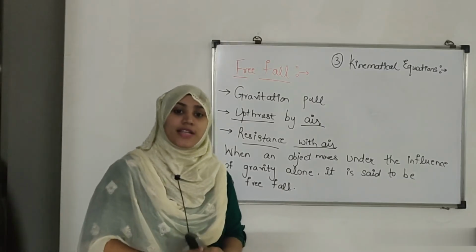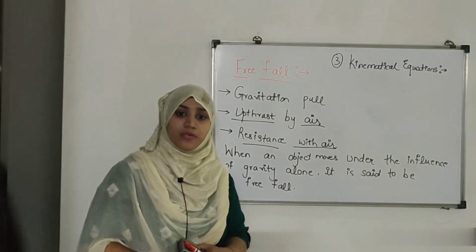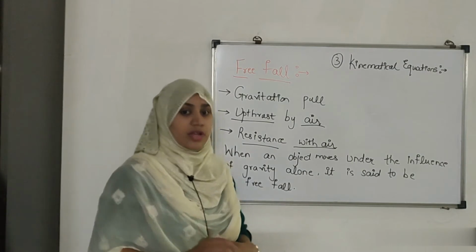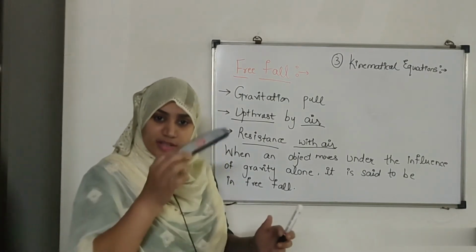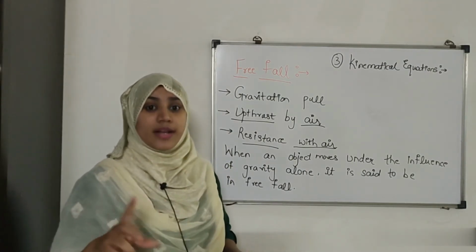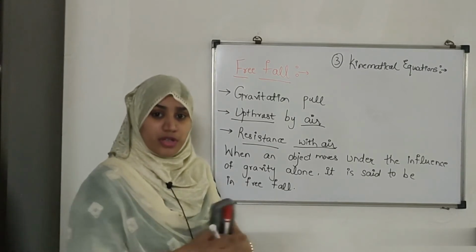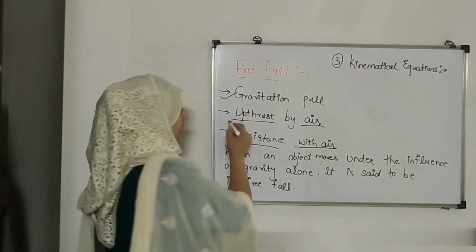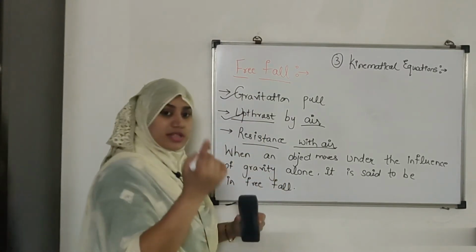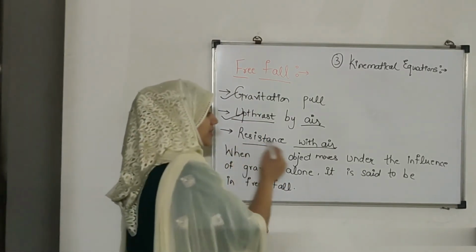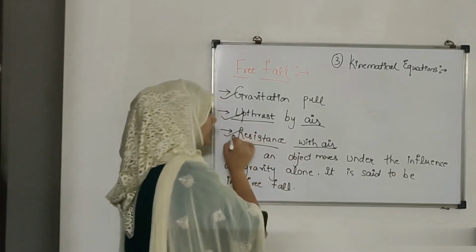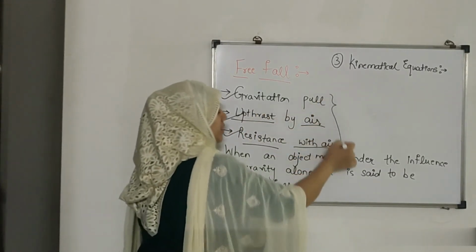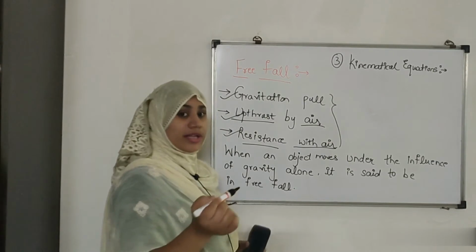Back to my channel. So today we are going to talk about free fall. What do I mean by free fall? When an object is falling down, we are going to look at the forces acting on that object. It is the gravitational pull by the earth, right? It is the upthrust by the air, which is acting upwards, and it's the resistance with air. I have already explained all these forces in my previous video. You can go and check it out.